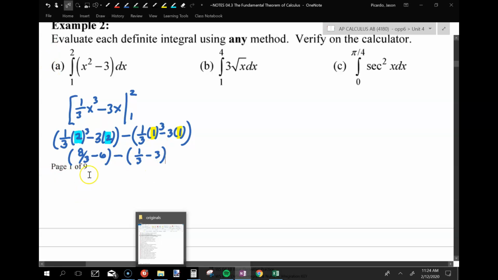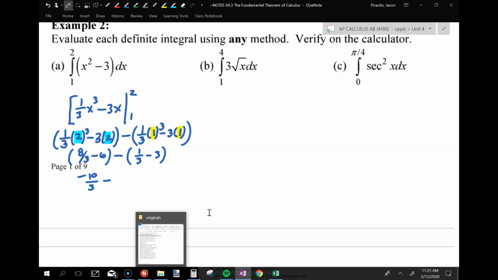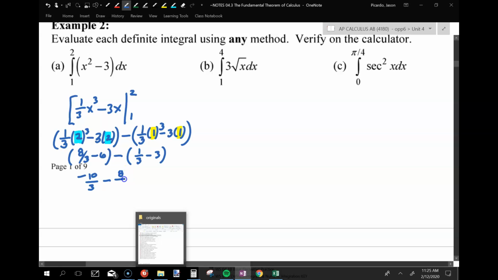All right, how am I going to do this by hand? Well, I need to put these together, right? Common denominator would be 3. So I would make this 18. 8 minus 18. Negative 10 thirds. All right. And then a third minus 3 is what? Negative 8 thirds. Negative 2 and 2 thirds. Fair to say? What is that going to give me?